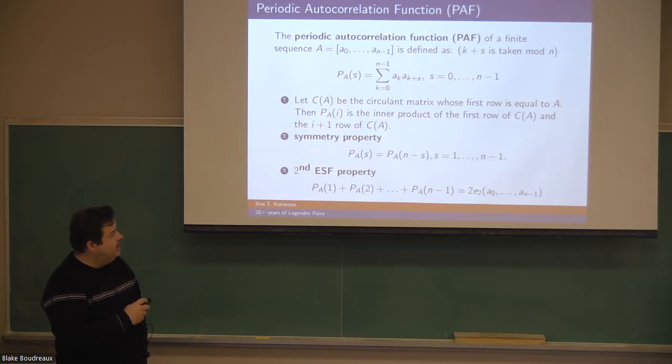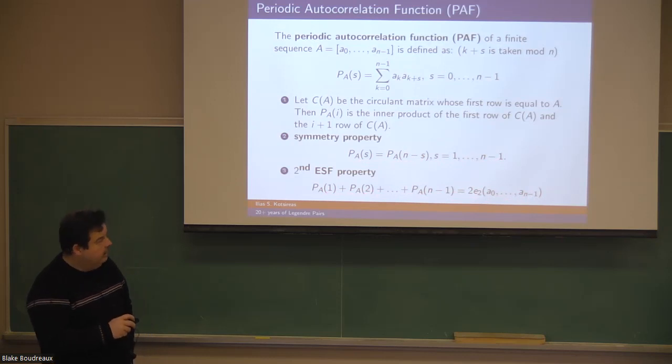There is this nice symmetry property that tells us that these coefficients are symmetric with respect to, let's say, the middle of the sequence. So you only need to know about half of them, not up to n, but up to n over 2. There is another property that if you add up all these coefficients together, you get twice the second elementary symmetric function in your original variables. So this is a nice connection with another object which is very well studied in combinatorics.